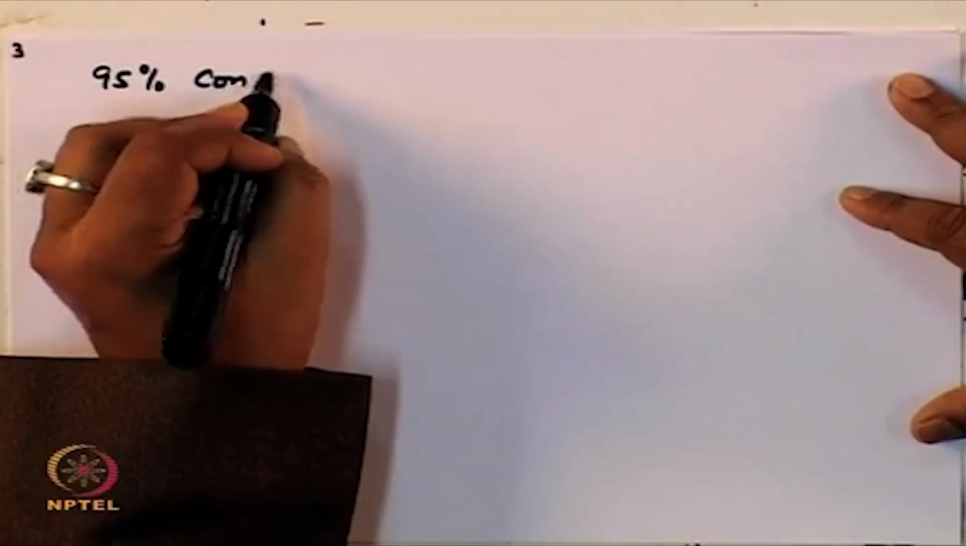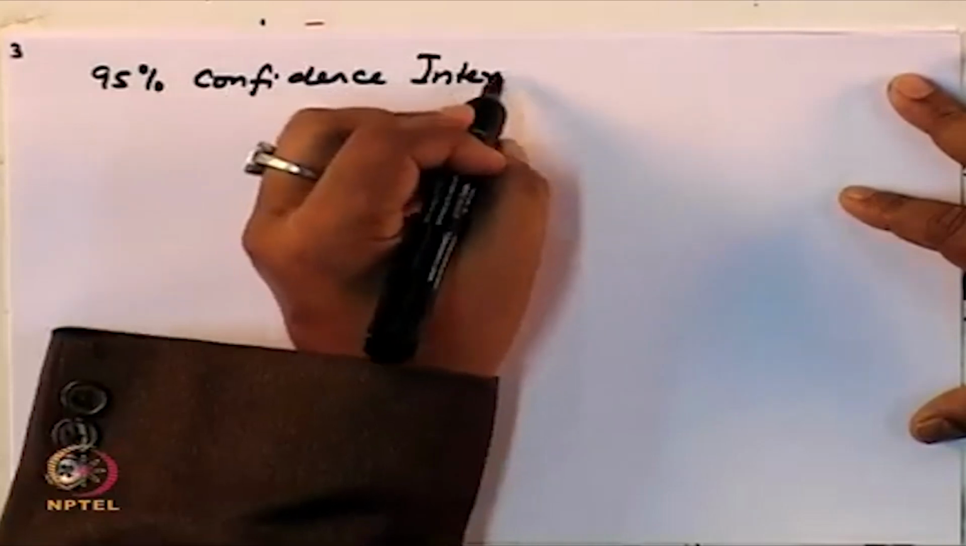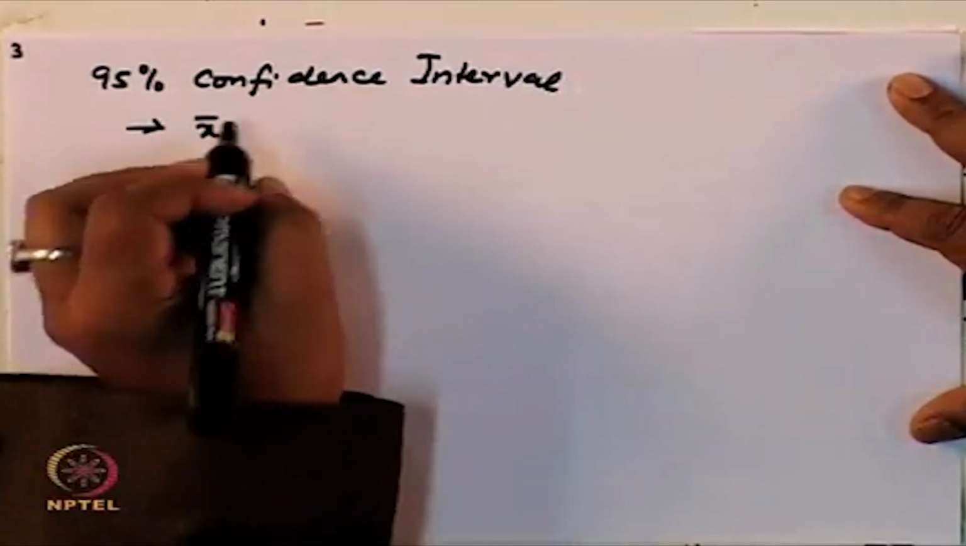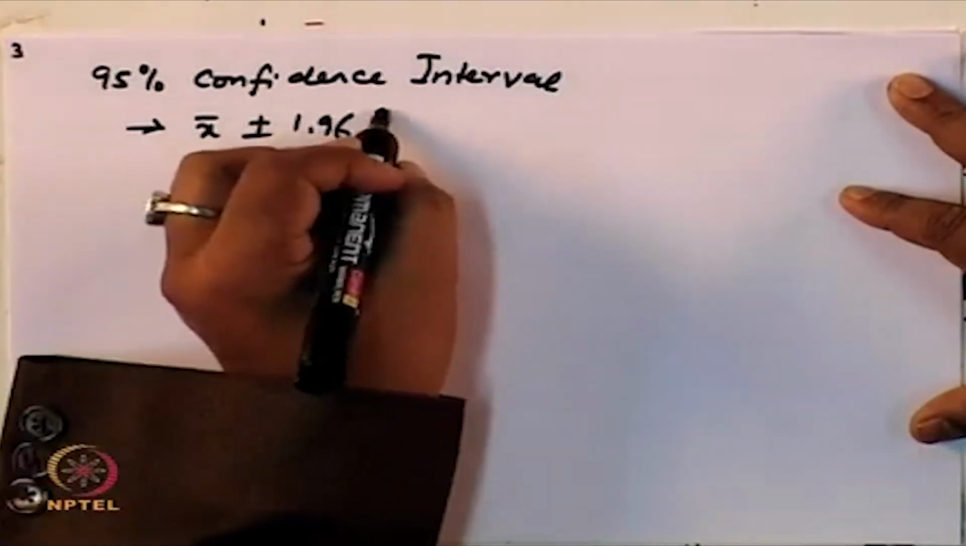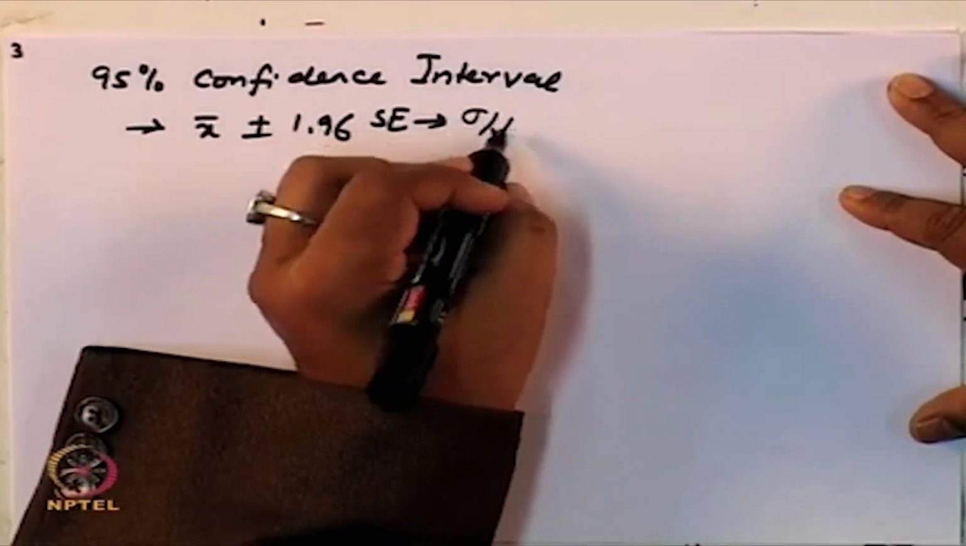Instead of having an interval estimate which gives both the minimum and the maximum, the 95% confidence interval gives us x bar plus minus 1.96 times the standard error, where the standard error is sigma by root n.